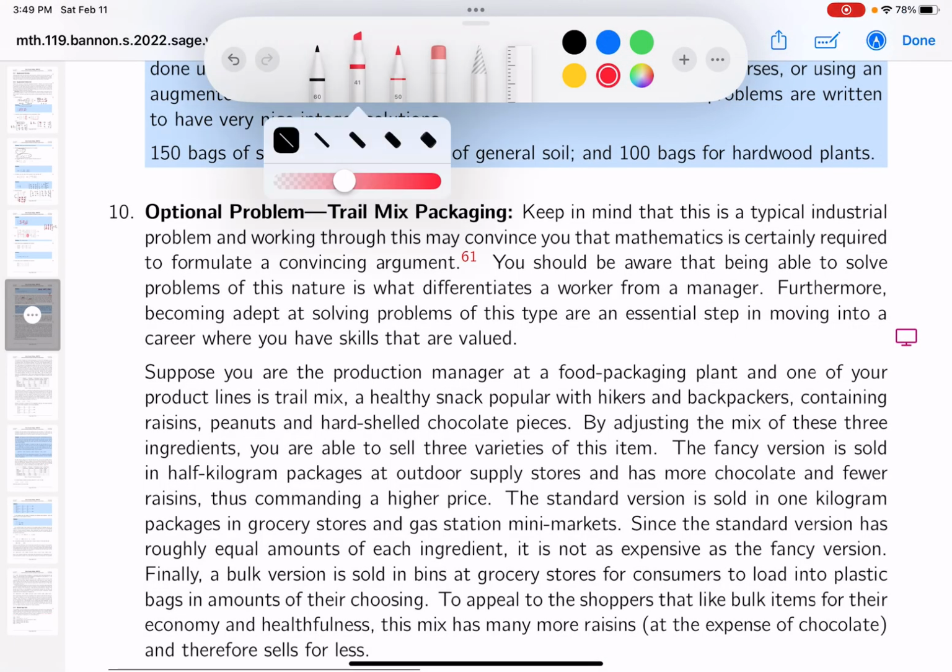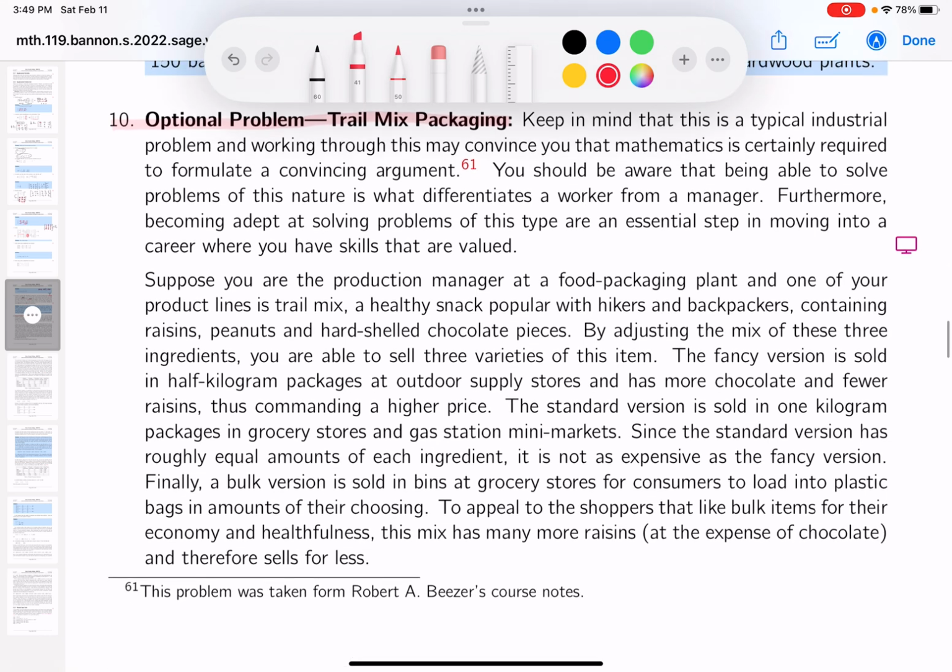Okay, I want to point out this is an optional problem. You would not see something like this anywhere near an exam. I'm going to say it's a typical industrial problem, and what I really want to convince you of is that most problems you get are kind of difficult to start initially, and they require a lot of information and certainly time and discussion.